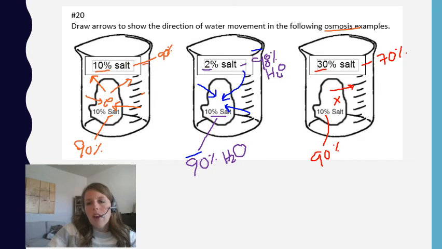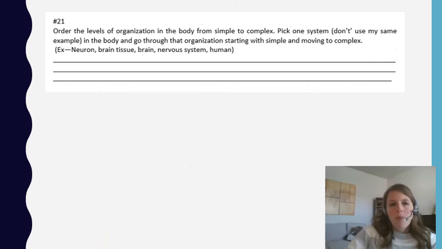I hope you guys got it. The water is going to move out of the cell. Okay? So I hope that makes sense. You'll see questions like this on the Sage. All right, let's take a look at some more current material.